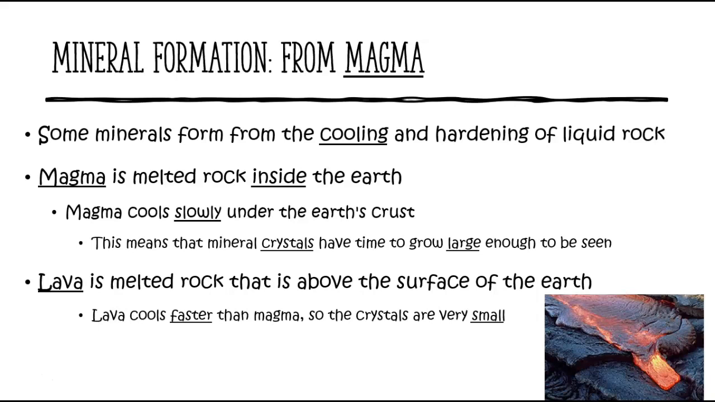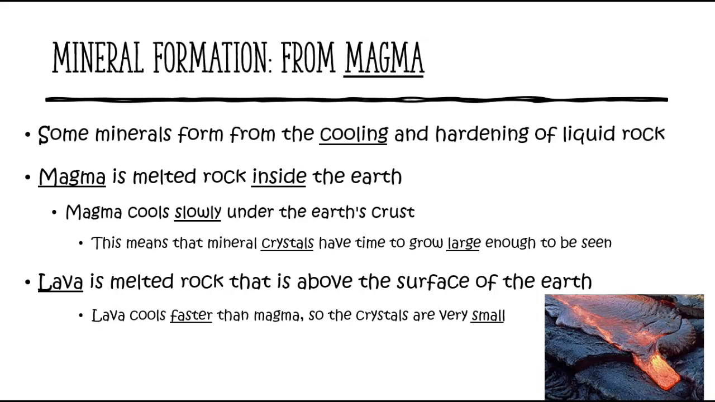So it's not till it gets near the crust. Remember, if it's down near the inner core, it's not going to cool and harden there. But as it gets closer to the crust, it sometimes is able to cool and harden. It happens very slowly, and because of that, the crystals grow slowly and they become quite large.